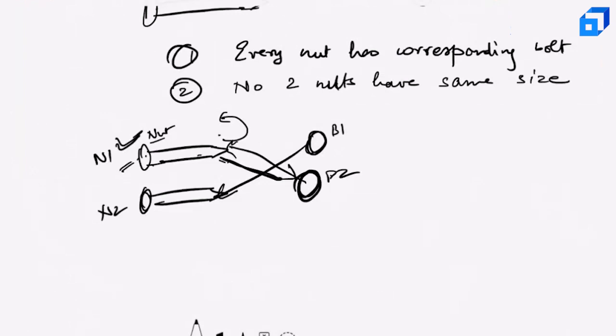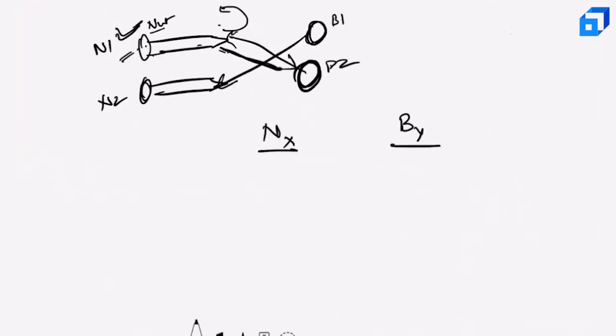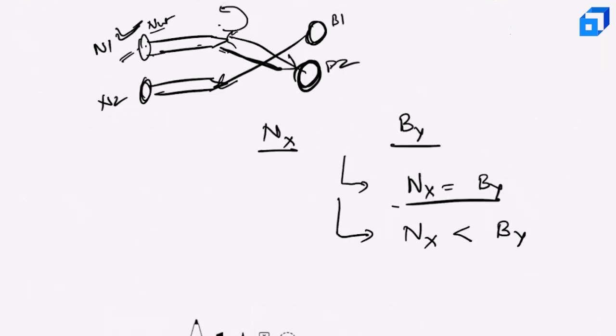So if I have to define the problem formally, you can pick a random nut, nx, and you can pick a random bolt, by. If you pick these two guys, you will get either of the following results. Either you will get nx is equal to by, which means both of these guys belong together, or you will get to know that this nut is smaller than the bolt, or you will get to know that the nut is bigger than the bolt. These are the three results you can get.